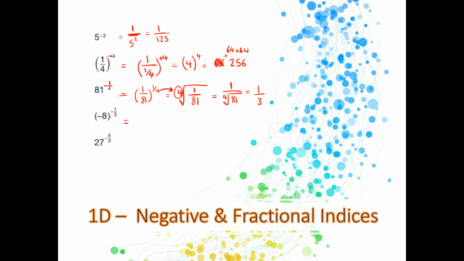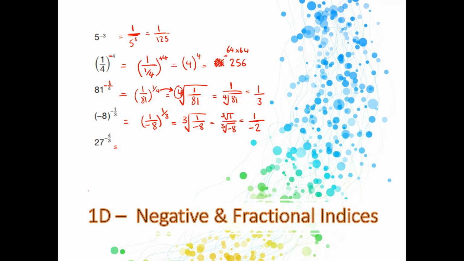To rewrite minus 8 with a positive power, I would have to change it to 1 over minus 8 and then write the power of a third. Power of a third means finding the third root. The third root of 1 over minus 8. Now, the third root of 1, that is the cube root of 1, is still 1. But the cube root of minus 8 is minus 2. So the answer is minus a half.